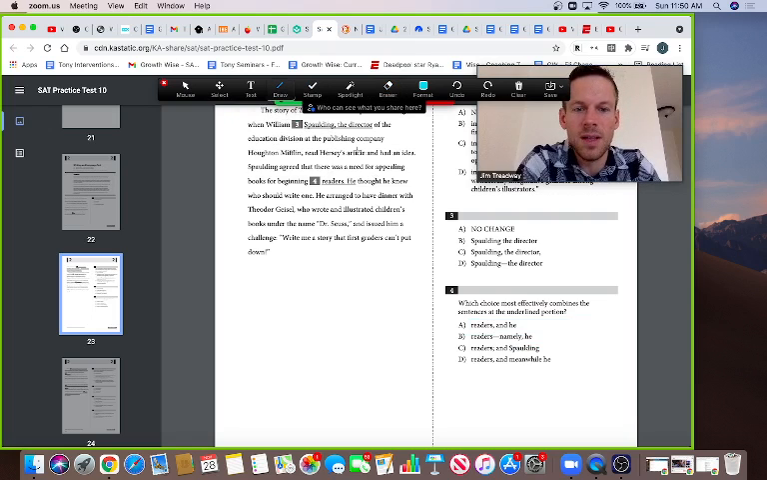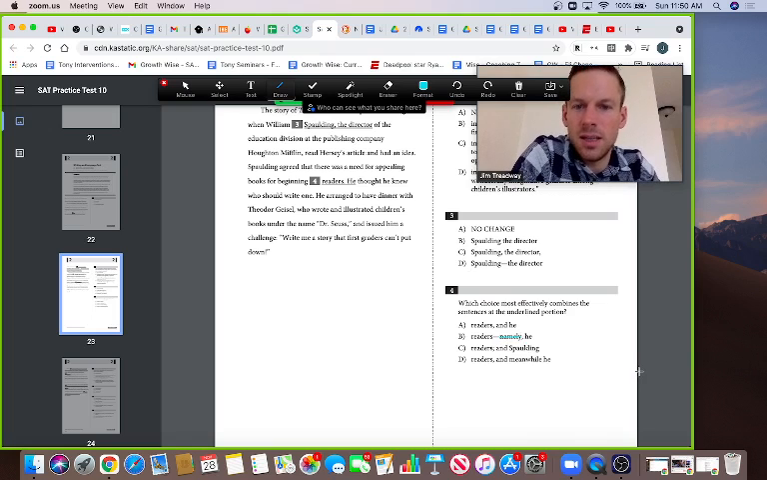All right, A combines the sentences with readers, and he. So Spalding agreed that there was a need for appealing books for beginning readers, and he thought he knew who should write one. Sounds good. I like A. B: thought he knew about appealing books for beginning readers, namely, he thought. Okay, the namely makes no sense there, so I'm crossing out the namely.